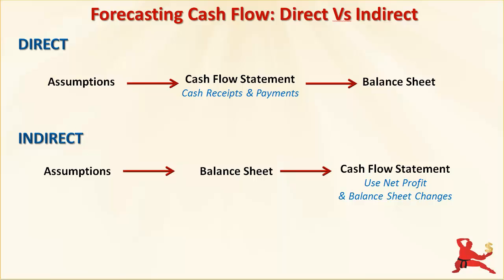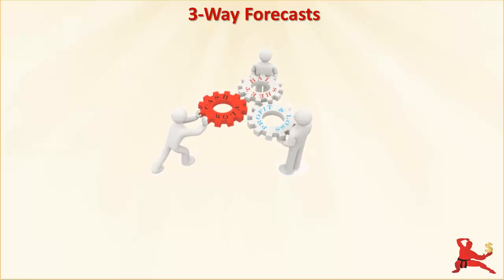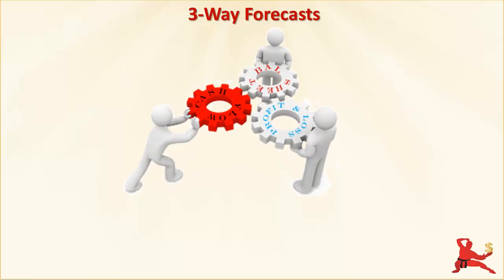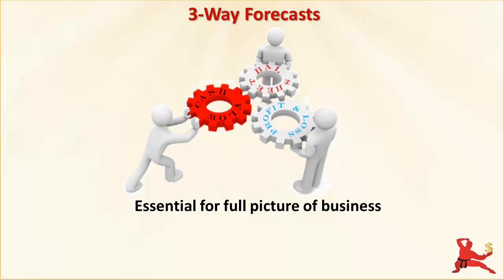Now, you may be wondering, what has the balance sheet got to do with cash flow forecast? Look, to get a full picture of your business, you must always have the 3 financial statements: profit and loss, balance sheet, and cash flow statement. And these 3 statements must synchronize with each other. Otherwise, it means your financials are wrong. You don't want to be making business decisions based on incorrect information. Financiers also insist on seeing 3-way forecasts.